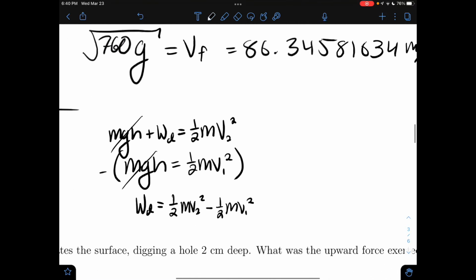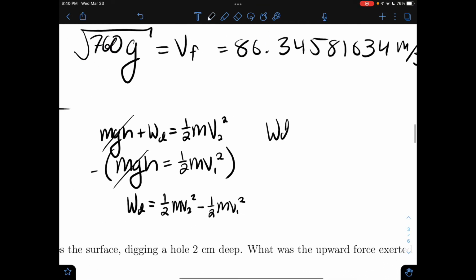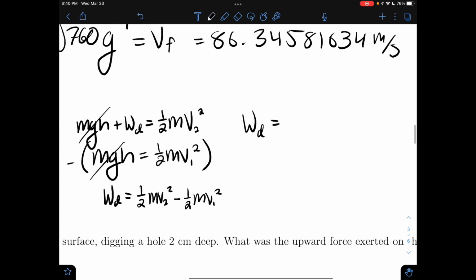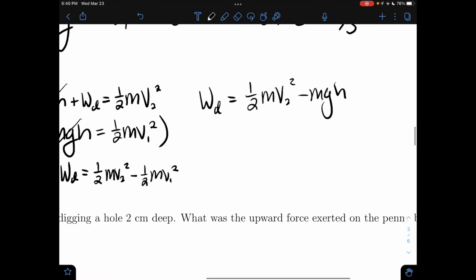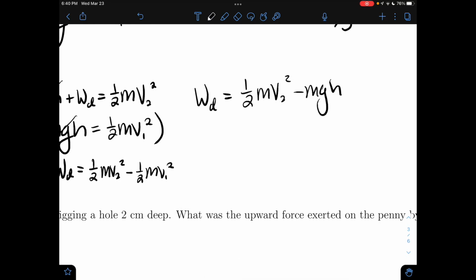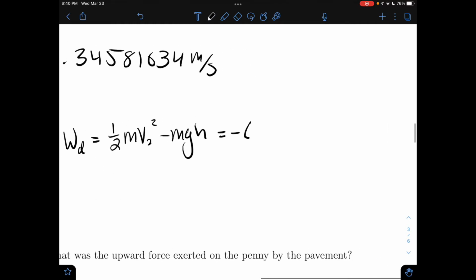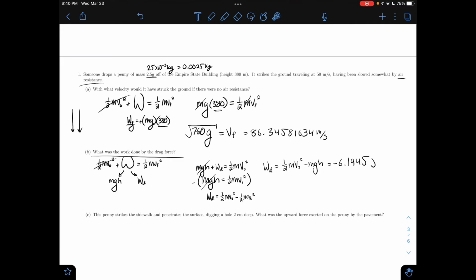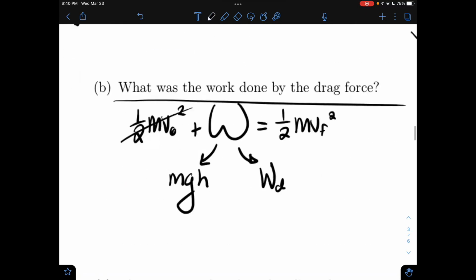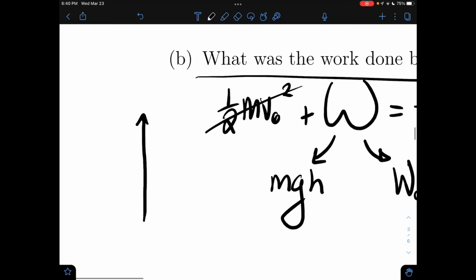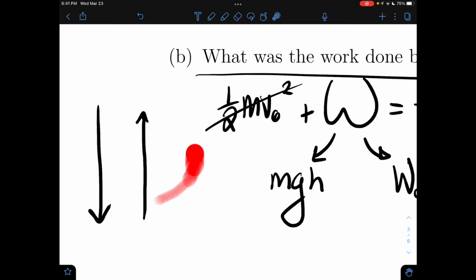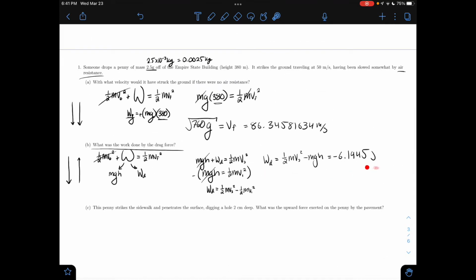Okay. So if I solve this for the work of the drag, then we have 1/2 m v2 squared minus mgh. All I have to do is plug all of this in. And if I do that, that's going to give me negative 6.1945 joules, which makes sense. I said it at the beginning. Our drag force is going to be up, but our displacement is still down. They're going in opposite directions. It should be negative. We should spit out a negative number.